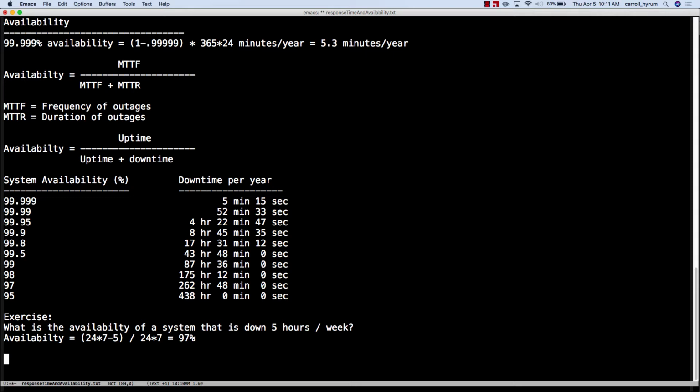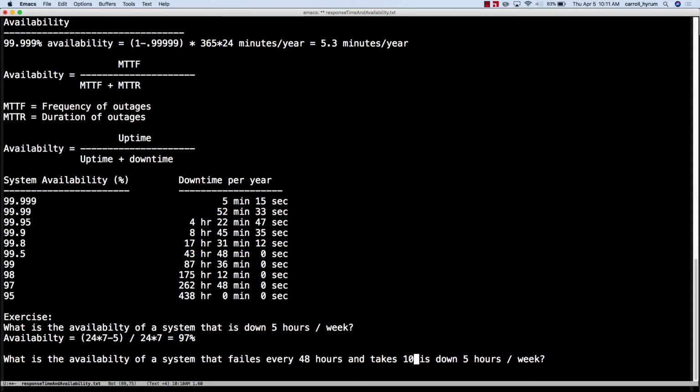Okay, let's do another one. What is the availability of a system that fails every 48 hours and takes 10 minutes to recover? Okay, what's that one? Fails every 48 hours and takes 10 minutes to recover. What's the math on that one?